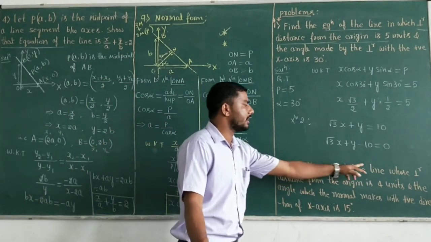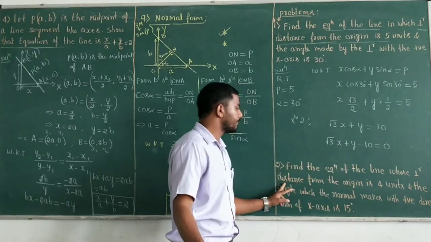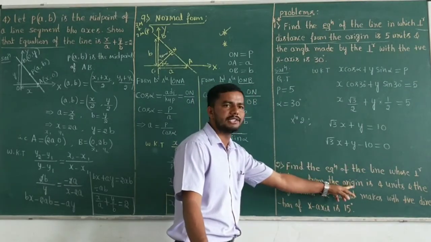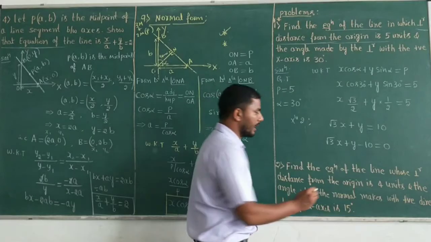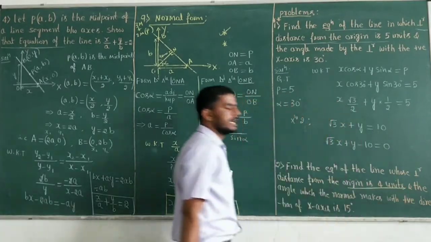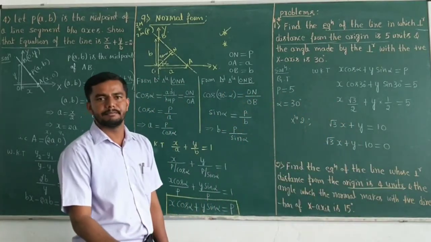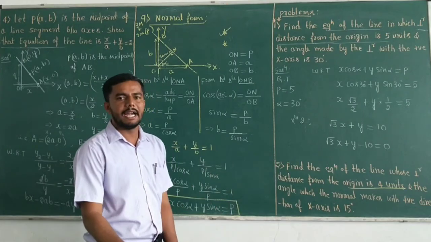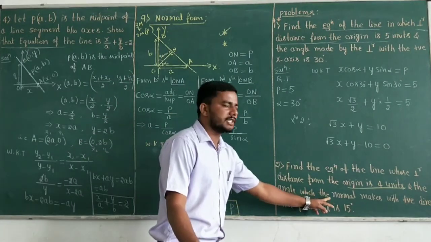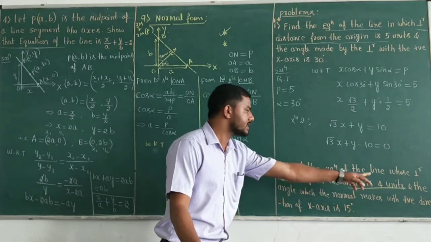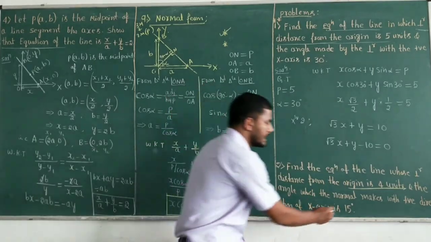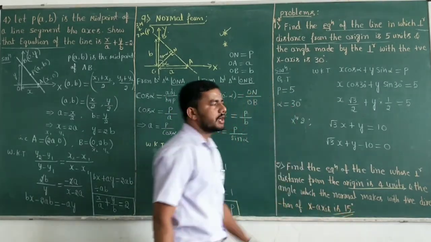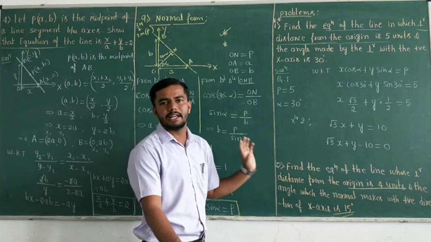Find the equation of the line whose perpendicular distance from the origin is 4. Perpendicular distance from the origin is 4 is nothing but the p value given. And the angle which the normal makes with the positive direction of x-axis is 15 degree. So here the alpha value, 15 degree, is given.